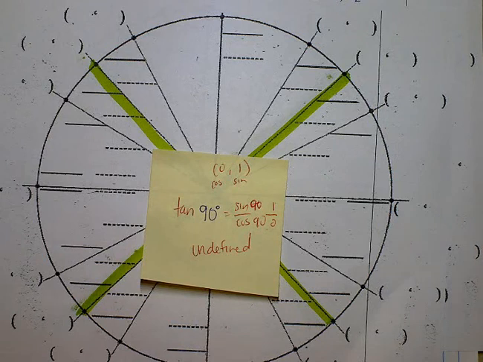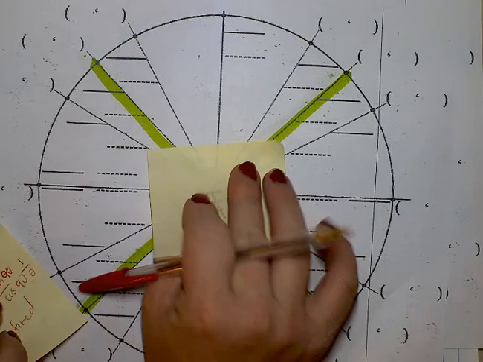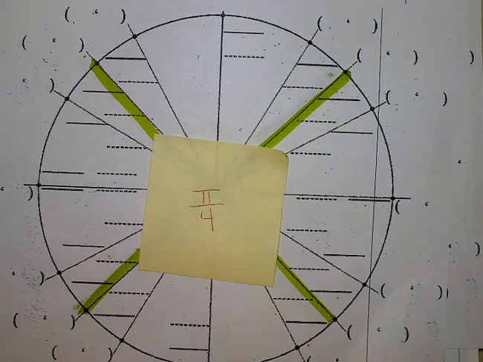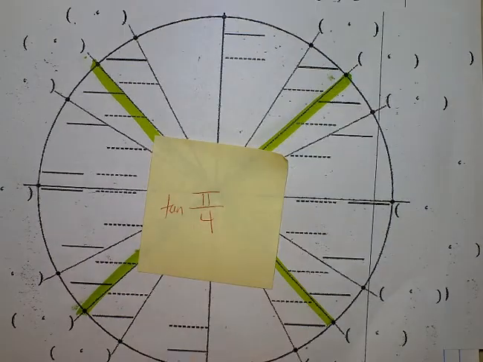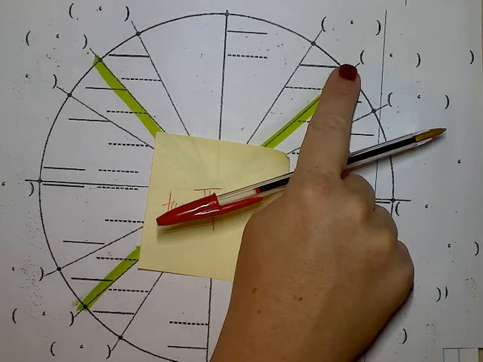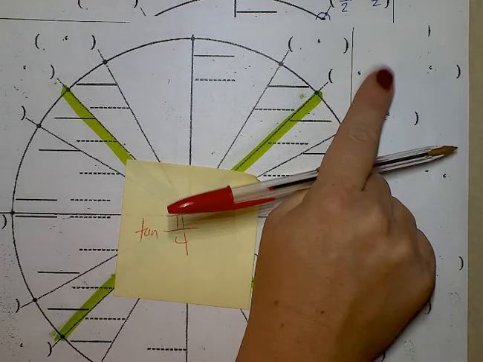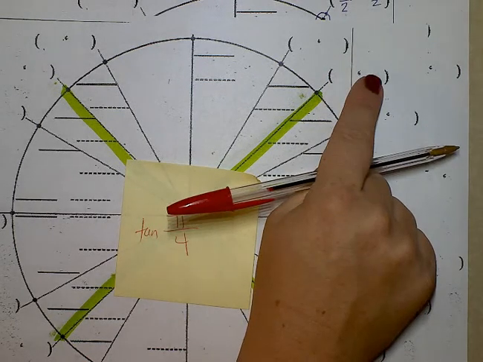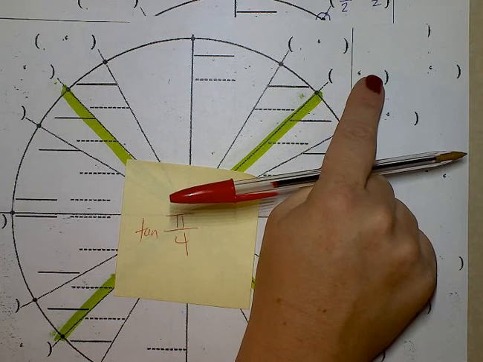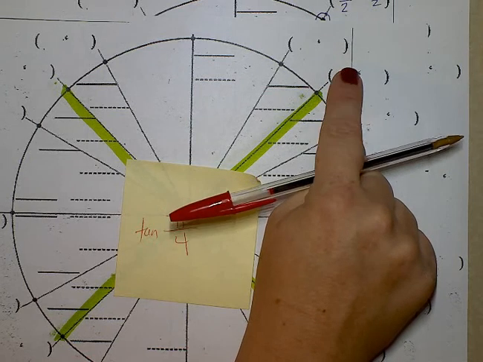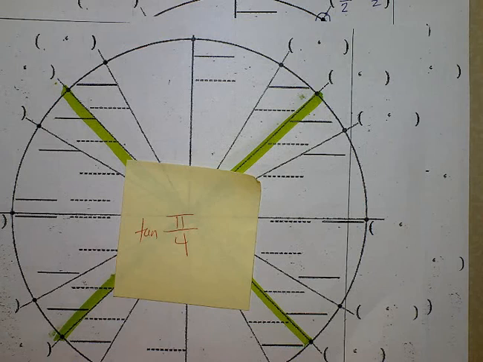Okay, I believe you. Now the next one is the tangent of pi over 4. Pi over 4 is in this position. Same thing, tangent is sine divided by cosine. But the nice thing about these numbers is they are identical. They are both radical 2 over 2. So when you take the same number and you divide it by the exact same number, what do you always get for an answer? 1.